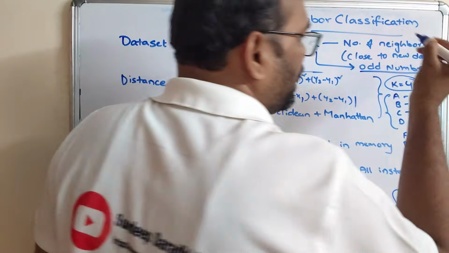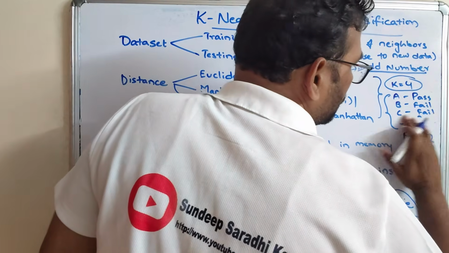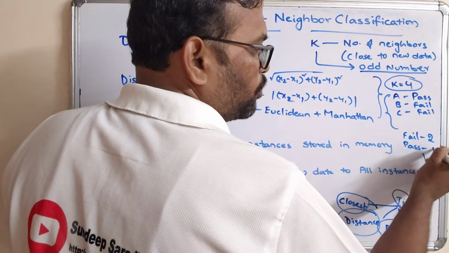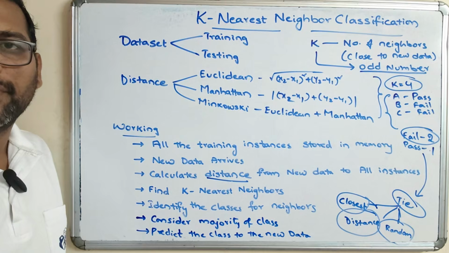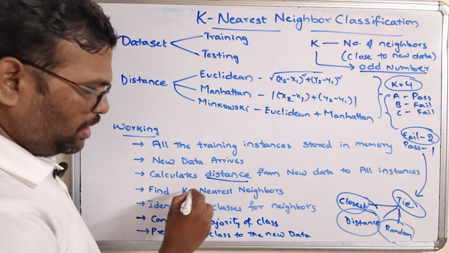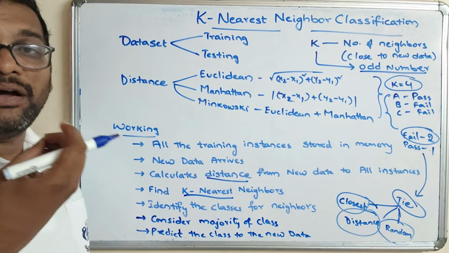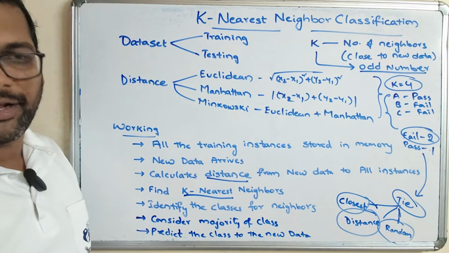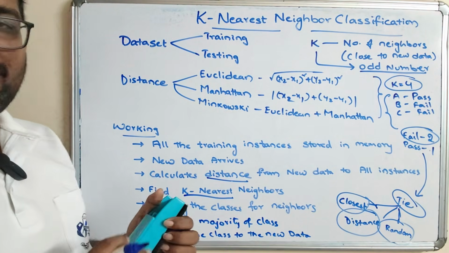In order to avoid such complex things, it is better to consider the k value as an odd number. For example, if you consider this as an odd number, see what happens. The fail is 2 and pass is 1. So we can go with the majority and consider that as a fail. Whatever the majority class is, that we can assign. So we need to be very careful in selecting the k value. That means how many neighbors we need to select, how many data points close to the new data. So this is about k nearest neighbor classification.